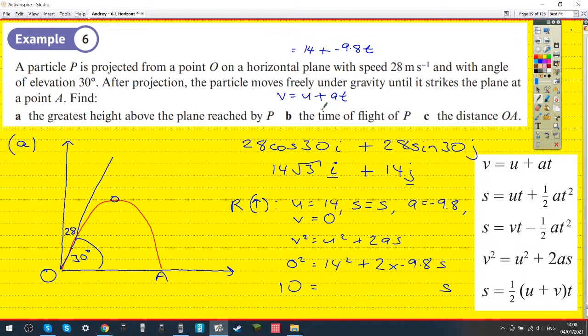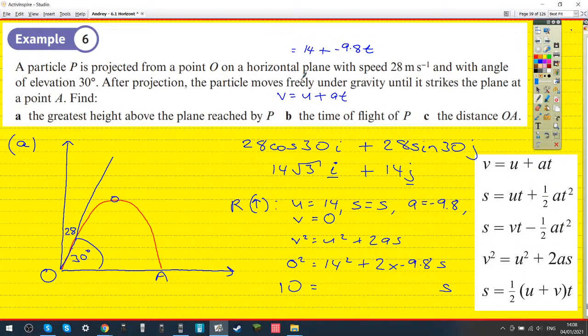And so, that's not full marks though. Any idea why not? The time of flight of P is not 10/7. So we got the time. Is that like just not the time of flight of P? No. Any idea why? What you got was the time it took for the particle to go from 14 meters per second to 0 meters per second.